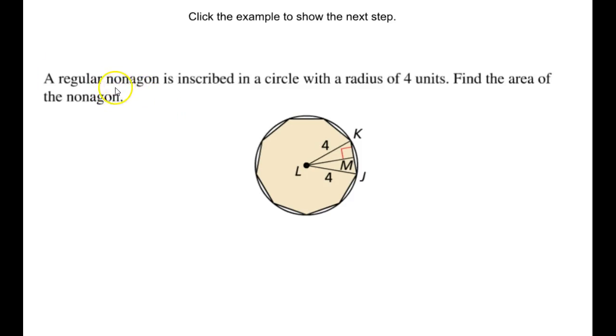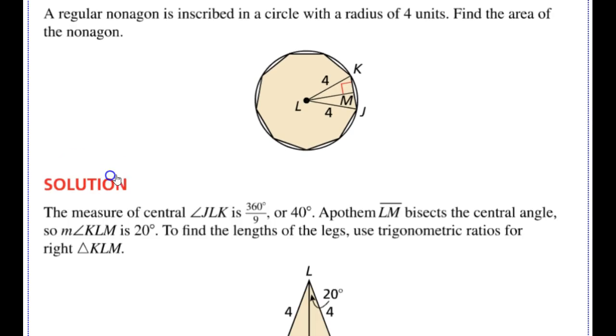A regular nonagon, that tells me there's 9 sides, is inscribed in a circle with a radius of 4 units. Find the area of the nonagon. The first thing I need to do is find my central measure, and since it's a nonagon, there are 9 sides, so there's 40 degrees in this angle right here. My apothem bisects that central angle, so this angle KLM is 20 degrees.